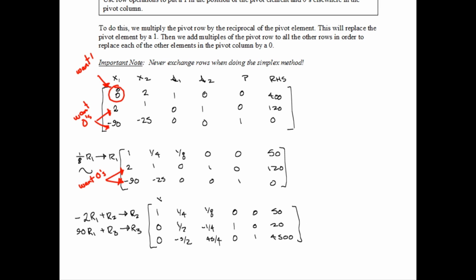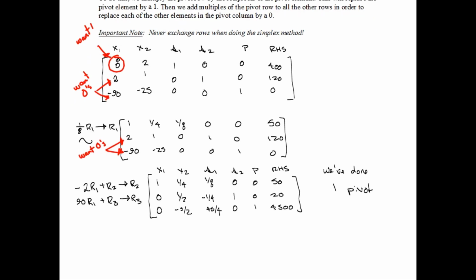Let's put the variables back on: x1, x2, s1, s2, p, and the right hand side. Notice in our pivot column we have now been changed to something that looks like a column in the identity matrix with a 1 and the zeros. We have accomplished one pivot. If we were thinking of what this equates to in the graphical method, what we have done is we have now moved to a different corner point. If you were to do this particular problem with the graphical method, you'll find that one of the corner points, when you evaluate the objective function, you end up with 4,500.